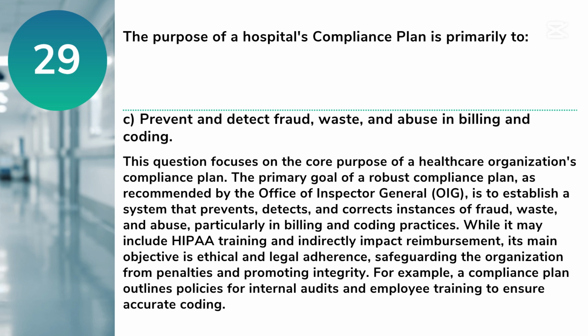This question focuses on the core purpose of a healthcare organization's compliance plan. The primary goal of a robust compliance plan, as recommended by the Office of Inspector General, OIG, is to establish a system that prevents, detects, and corrects instances of fraud, waste, and abuse, particularly in billing and coding practices. While it may include HIPAA training and indirectly impact reimbursement, its main objective is ethical and legal adherence, safeguarding the organization from penalties and promoting integrity. For example, a compliance plan outlines policies for internal audits and employee training to ensure accurate coding.